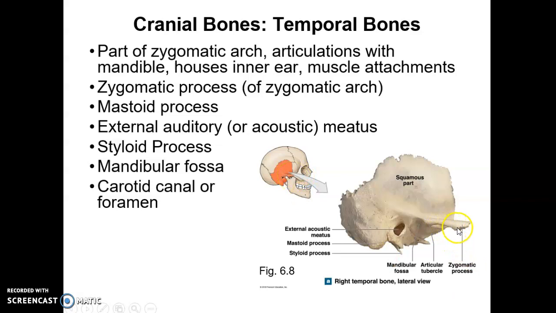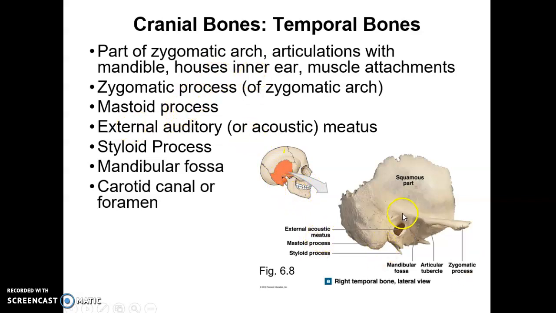This portion that moves anteriorly, that's called the zygomatic process of the temporal bone. And it's called the zygomatic process because it moves anteriorly and articulates with the zygomatic bone. But it is the zygomatic process of the temporal bone. It also articulates with the mandible here at the mandibular fossa. As you see, this condyle of the mandible slides right into this fossa and allows a hinge action, allows you to open and close the jaw.